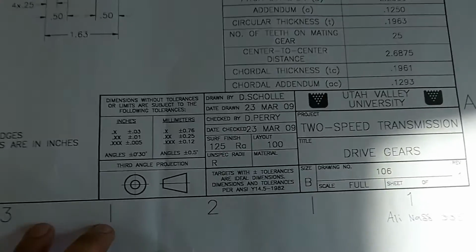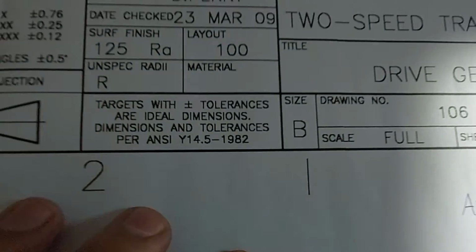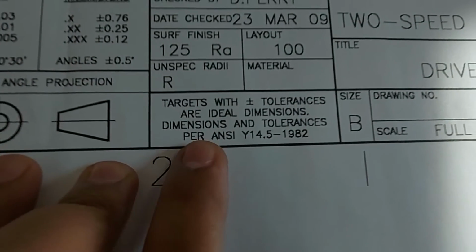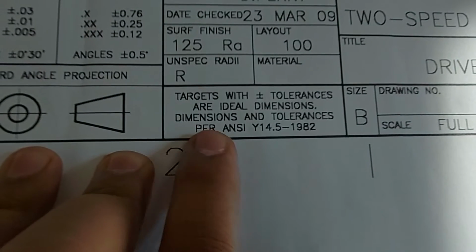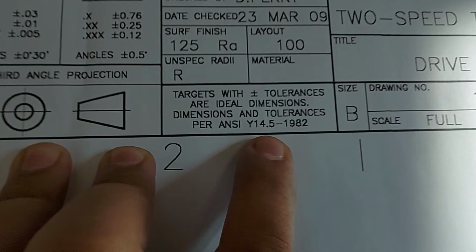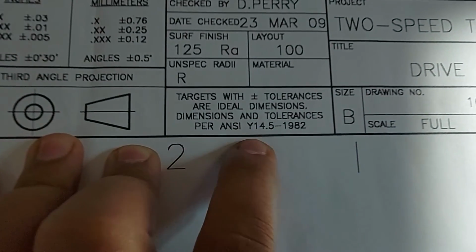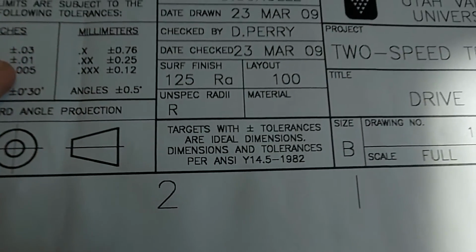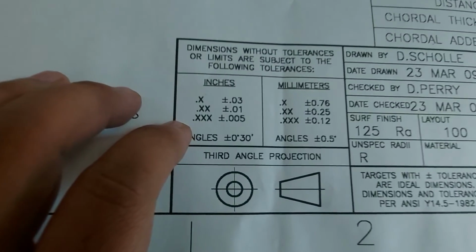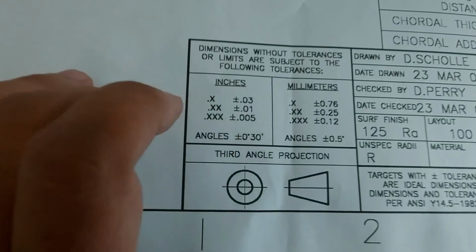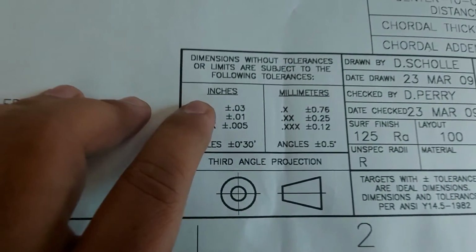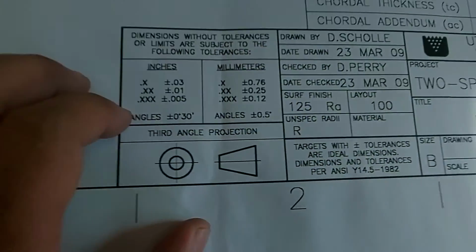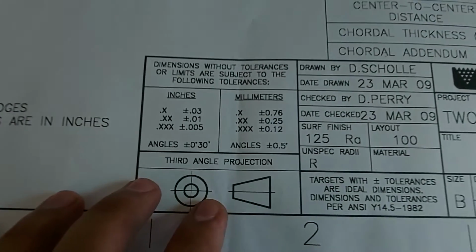I'll give you another example for tolerances. You have this drawing for drive gears. Here they give the code which I mentioned earlier: dimensions and tolerances as per ANSI Y14.5 1982. If you go to this code in the code book, you will get all the tolerances for this component. They have also mentioned that dimensions without tolerance or limits are subject to this. You also have codes given, angular tolerances, and bilateral tolerances given in this drawing.